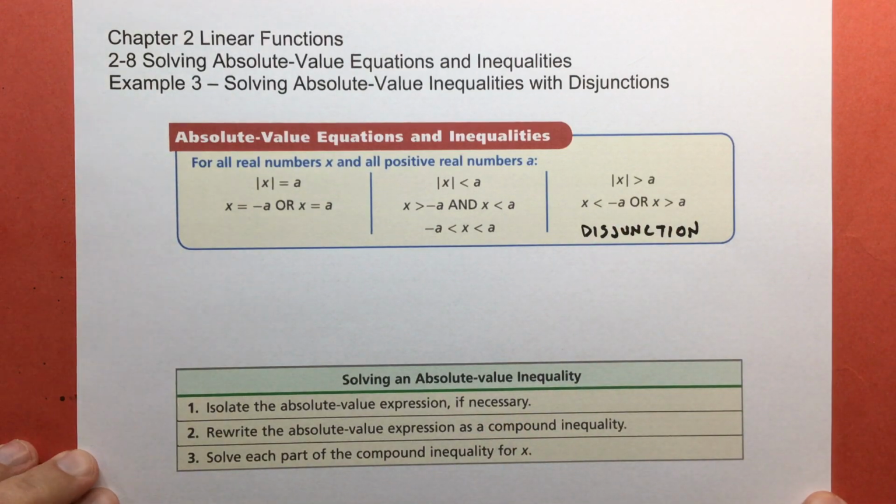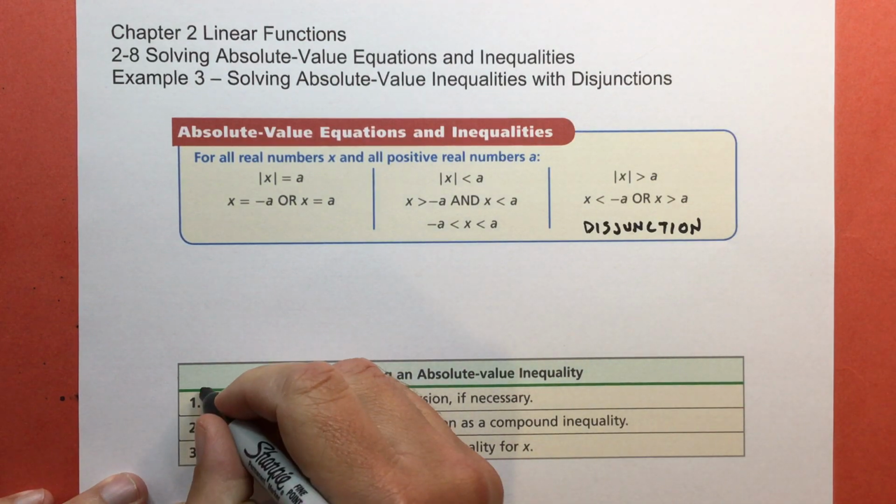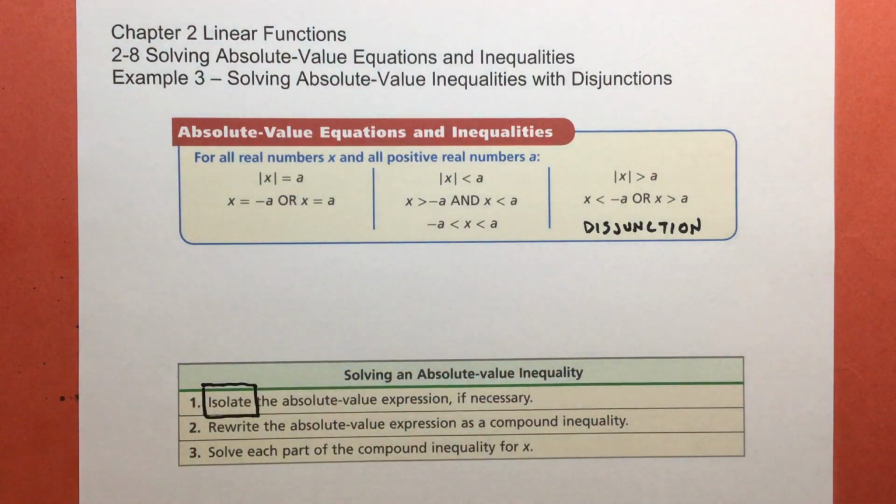Now here are the steps. First, we're going to isolate the absolute value expression. Again, this is the part where most students make a mistake. Don't forget to isolate it first. Then you're going to split it into a compound inequality. Since we're doing disjunctions in this video, we're always going to use the word or.